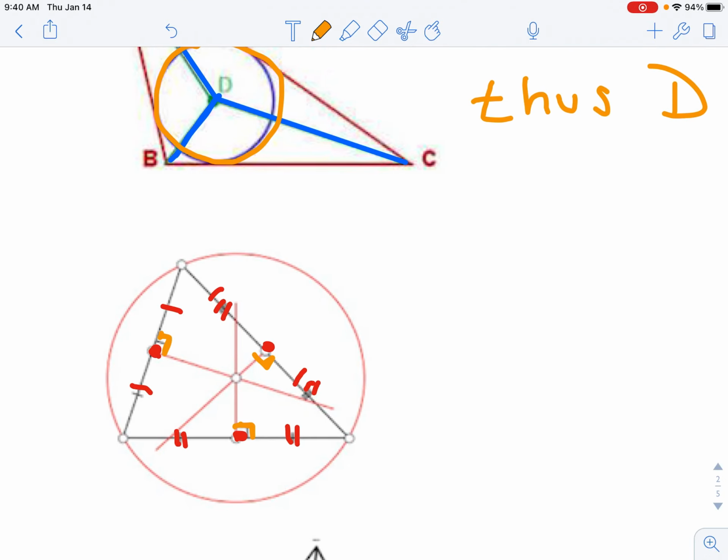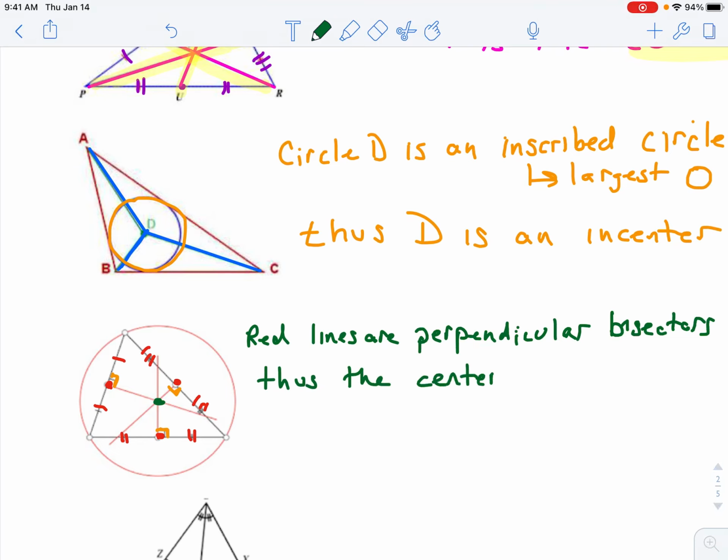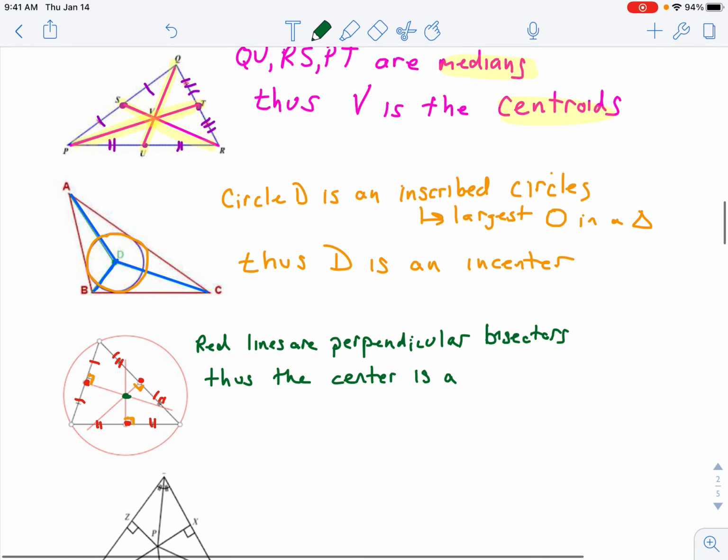All right. So I can say these, let me pick a different color. These red lines are perpendicular bisectors. All right, so what does that mean? It means thus the center is a circumcenter.